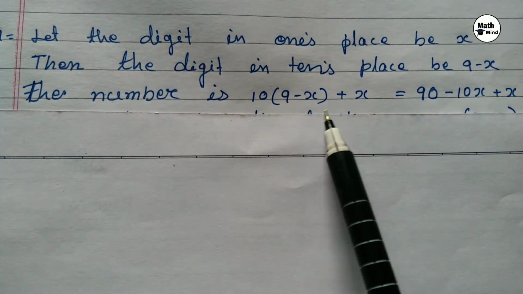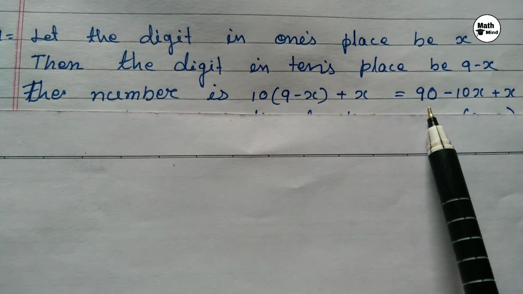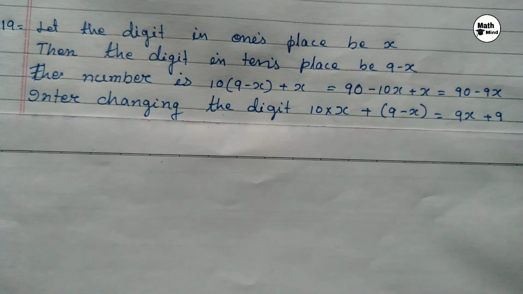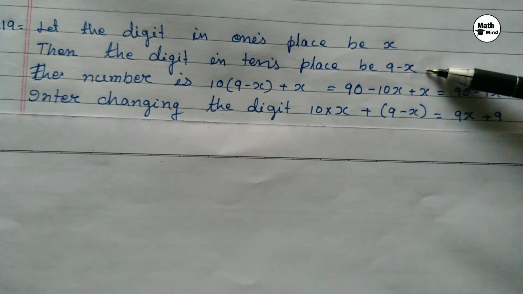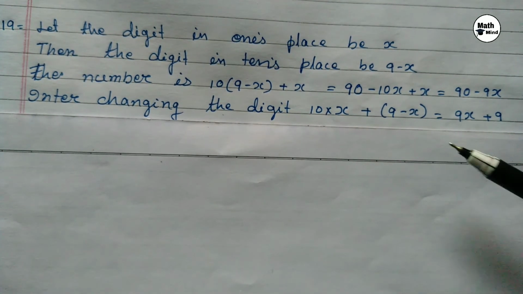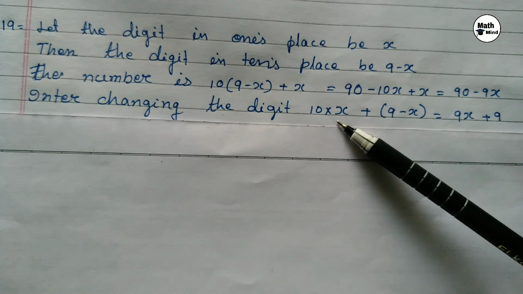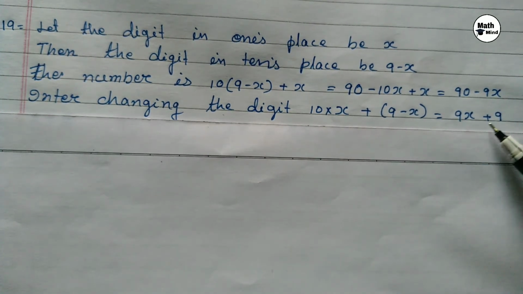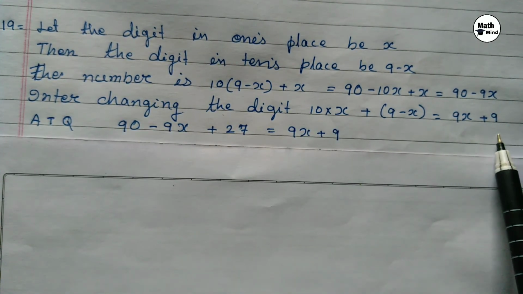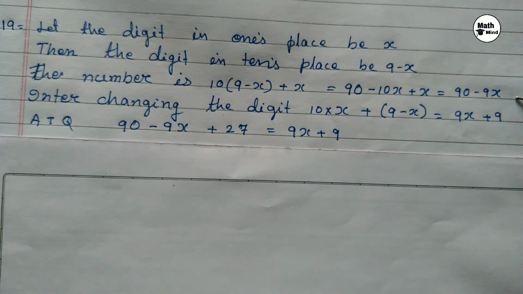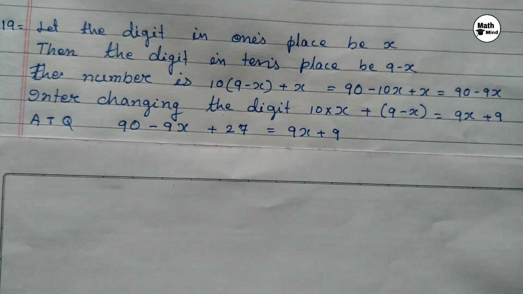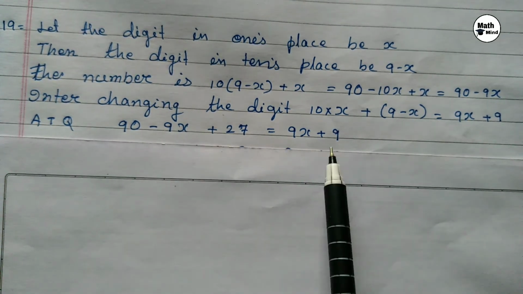10 into 9 minus x plus x equal to 90 minus 10x plus x, that is equal to 90 minus 9x. Interchanging the digits, x comes to 10's place and 9 minus x comes to 1's place. For the 1's place, place value and face value are the same, and the other digit is multiplied by 10. Solving the expression, we get 9x plus 9. This is the original number and this is the number with interchanged digits. When 27 is added to the original number, the number interchanges its digits. Hence, adding 27 to the original number, we get the new number.